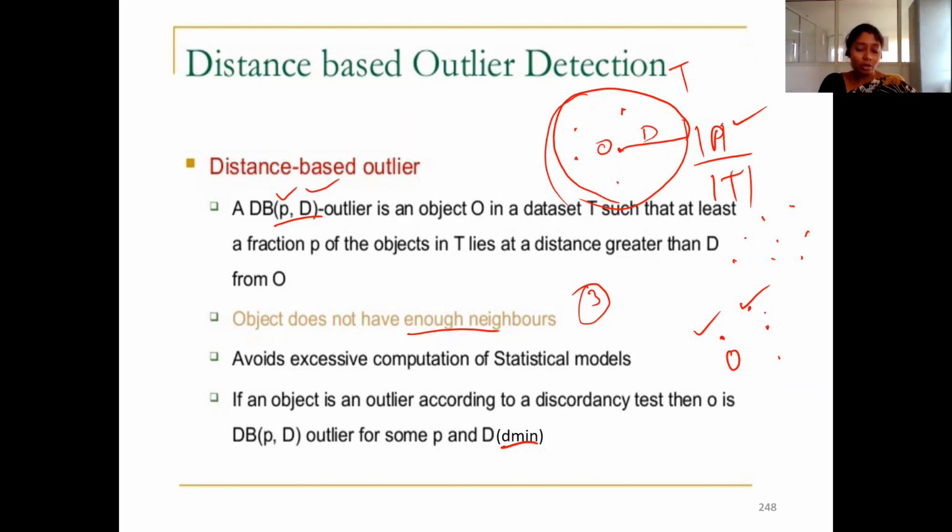Like this, distance-based outlier detection imposes a constraint on the number of neighbors for a particular object. If the object does not have enough neighbors, it assumes that the object is an outlier. So enough neighbors means a minimum number of neighbors. How many? Minimum in the sense of what?